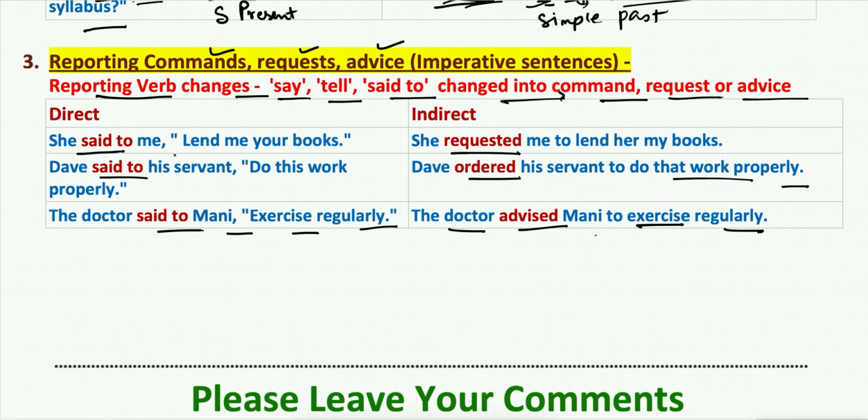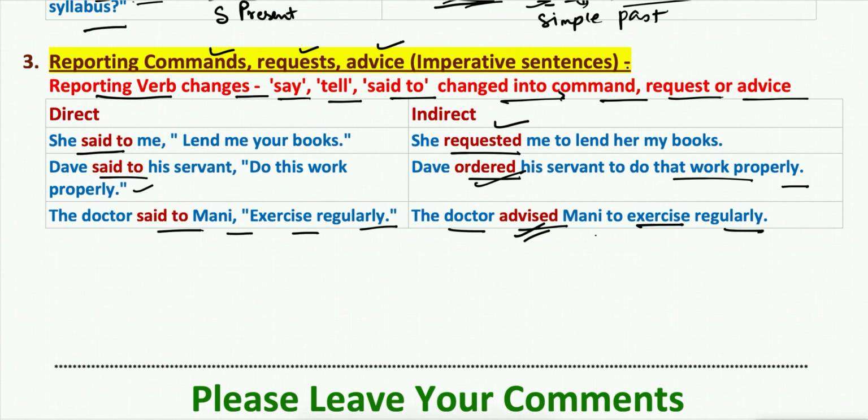For example, if she is asking for a book or requesting, we will write requested. If it is an order, or a talk between an owner and a servant, then it will be ordered. If a doctor is talking, in a conversation between the doctor and the patient, the doctor can advise. So we'll use advise. So, she requested me to lend her my books. Dave ordered his servant to do that work properly. The doctor advised Money to exercise regularly.